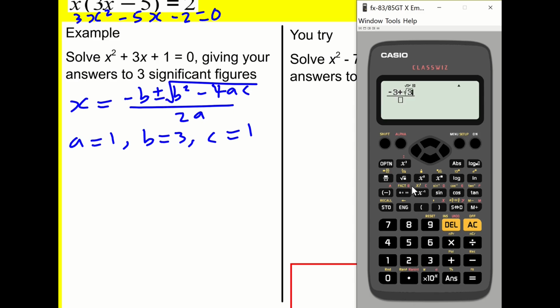Square root of 3 squared minus 4 times 1 times 1. Okay, I'll put them in. Actually, that's going to just be 4. Press down to get to the bottom, and then it's going to be 2 times 1. So I get minus 3 plus root 5 over 2. I'm just going to write that one down.